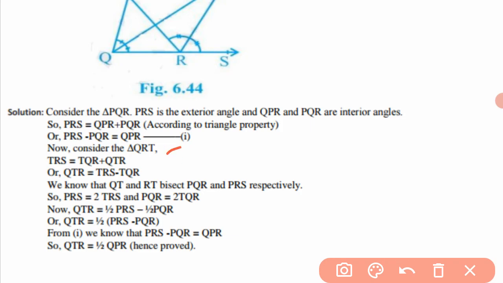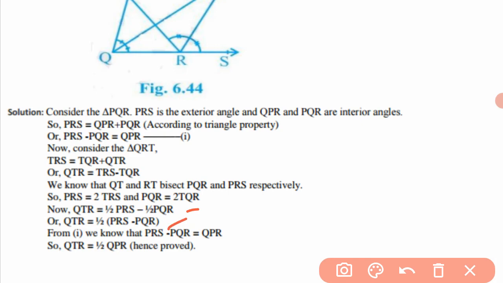Now consider triangle QRT. Here TRS equals TQR plus angle QTR, or we can say QTR equals TRS minus TQR. We know that QT and RT bisect angles PQR and PRS respectively. So here PRS equals twice angle TRS and PQR equals twice angle TQR. Now QTR equals half of PRS minus half of PQR. So here we can take half common. So QTR equals half of PRS minus PQR.